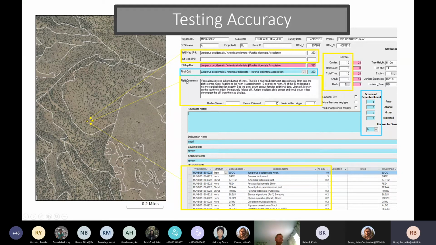And then the blue cells indicate the final vegetation type, score, and other notes determined by VegCAMP ecologists for the final assessment and the final call. So I'm not sure if you can see, but like I said, the field crew called it Juniper Artemisia tridentata, Purshia tridentata association. The mappers also called it that, and the final assessment by the VegCAMP ecologists agreed.